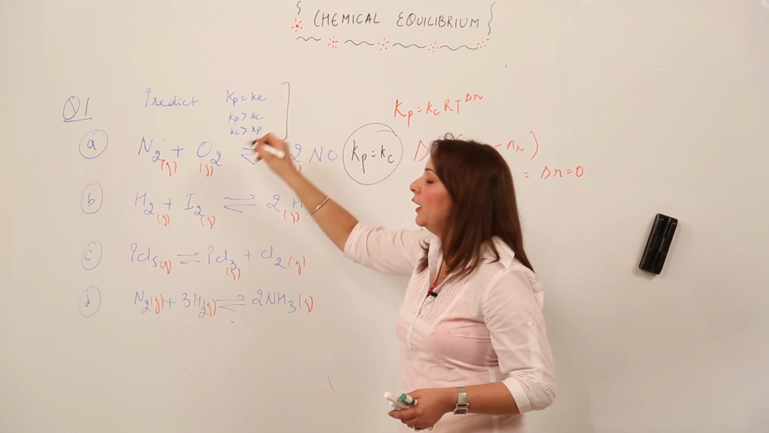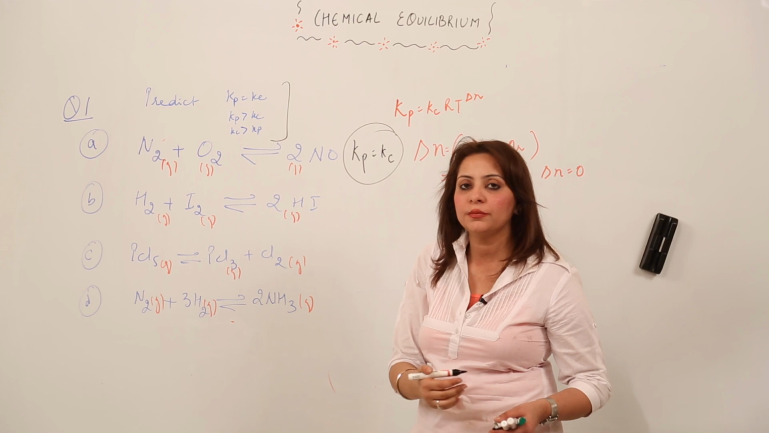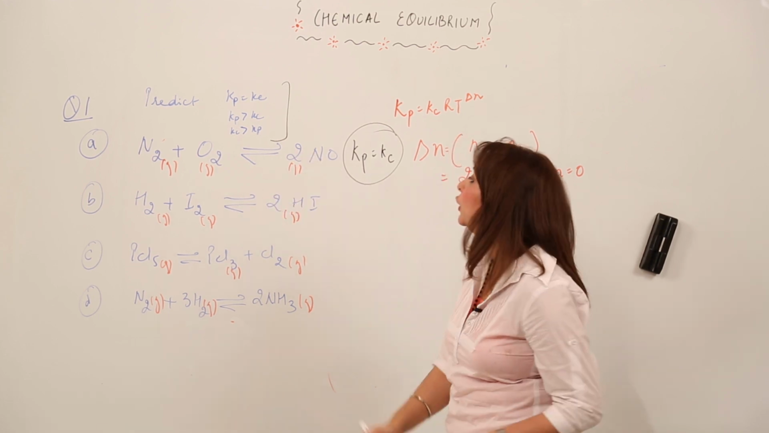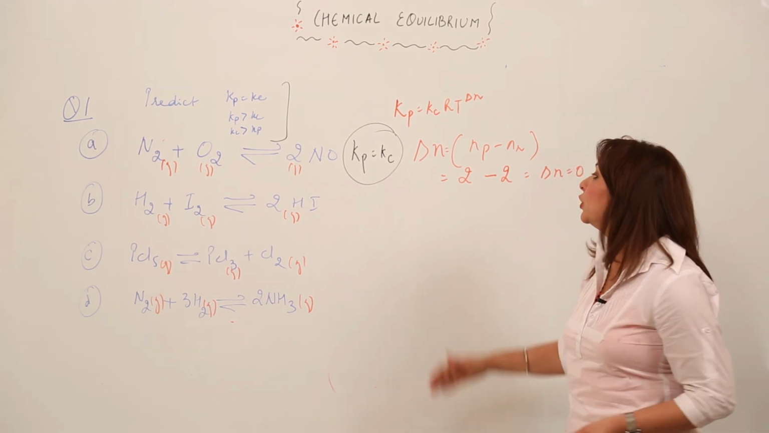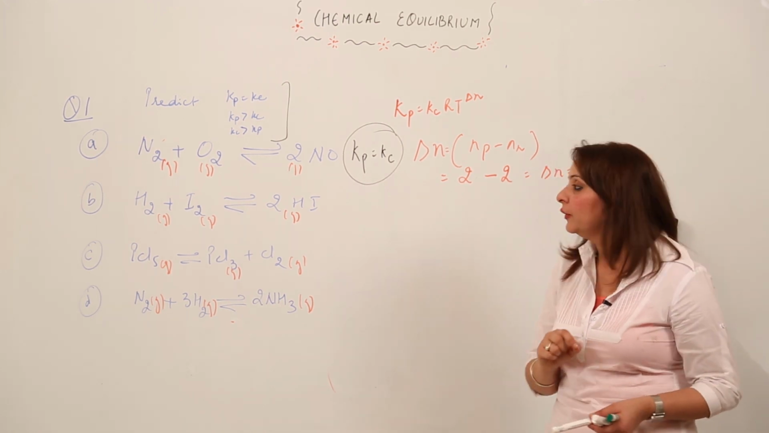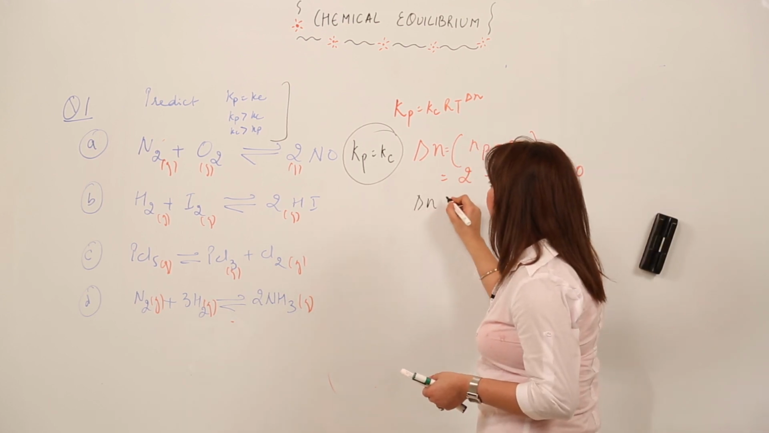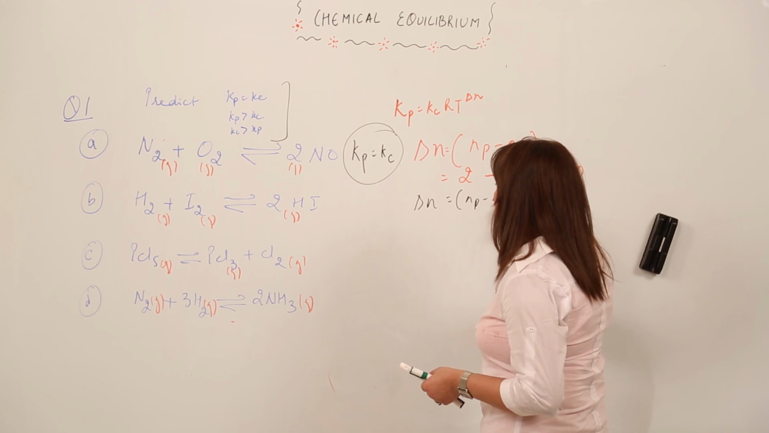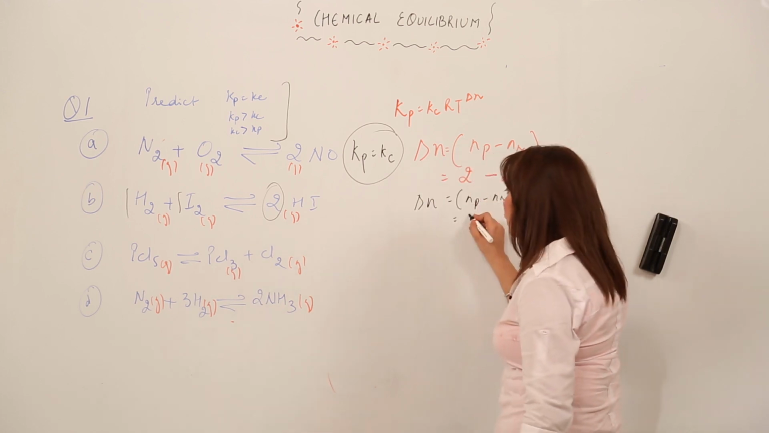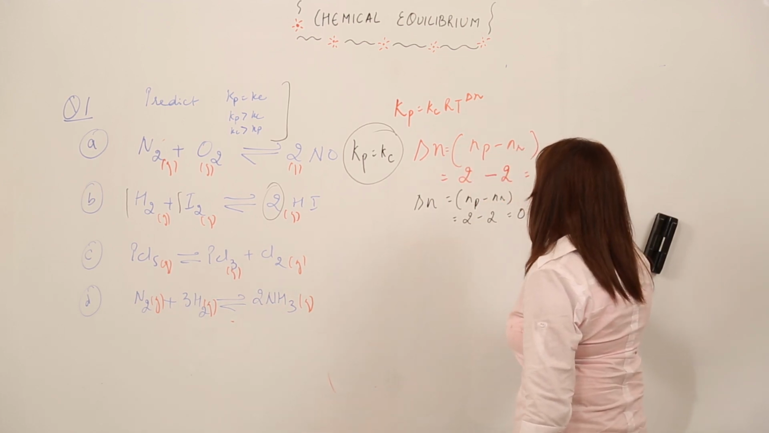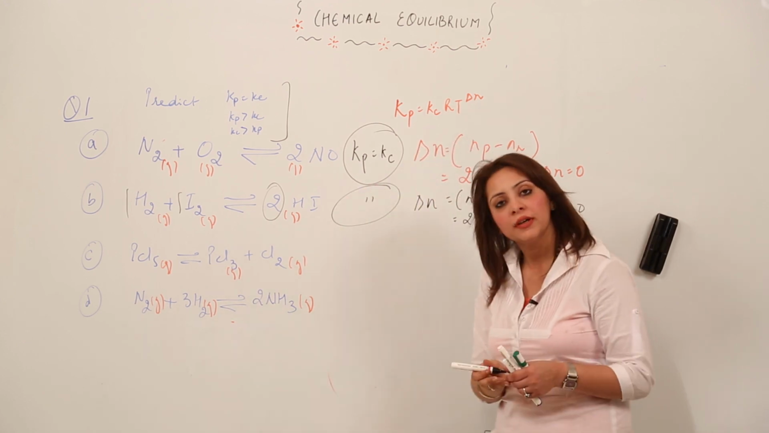This is what they asked, that you have to identify which of these relations holds for each equation, right? So in the first one Kp is equal to Kc, and you know why? Because the change in number of gaseous moles is 0. Now we look at the second equation. Again delta n is equal to product minus reactant, product 2, reactants 1 and 1. Again we get 0, so delta n is 0. The same result, Kp is equal to Kc, right?